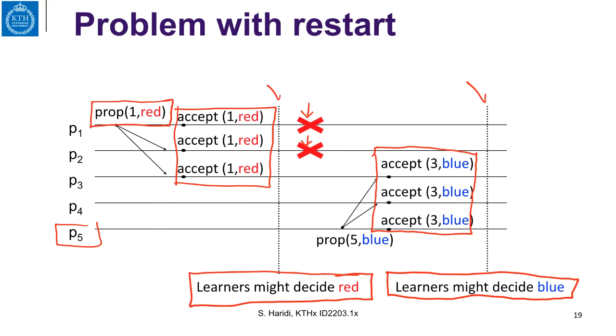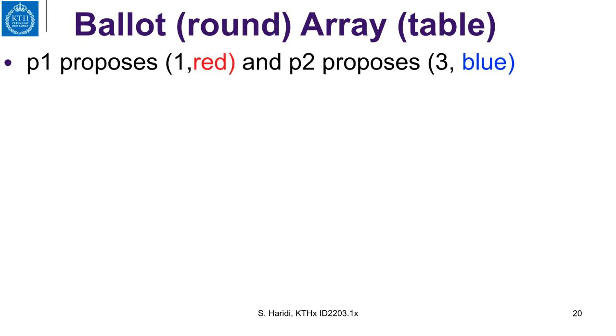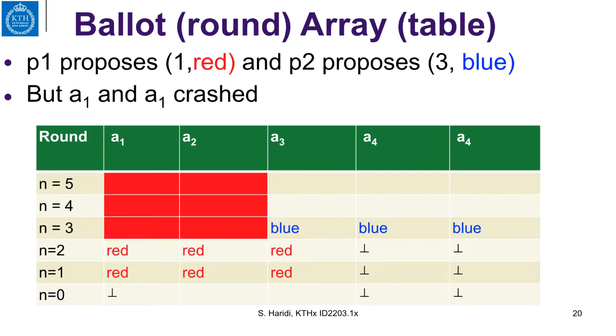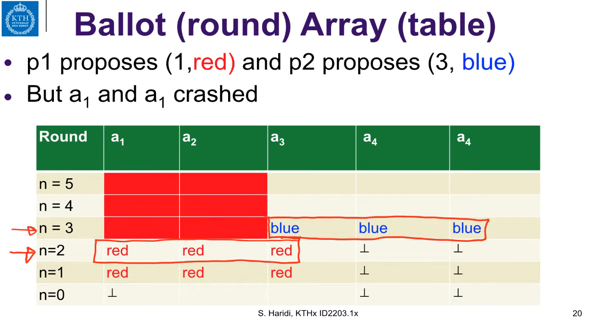To see this in the ballot array presentation, we have the following. Here the acceptors accepted the red, say with number 2, and then after that, at this state, acceptors A1 and A2 crashed, and here the acceptors accepted the blue value. So at this stage, red is chosen, and at this stage, blue is chosen.